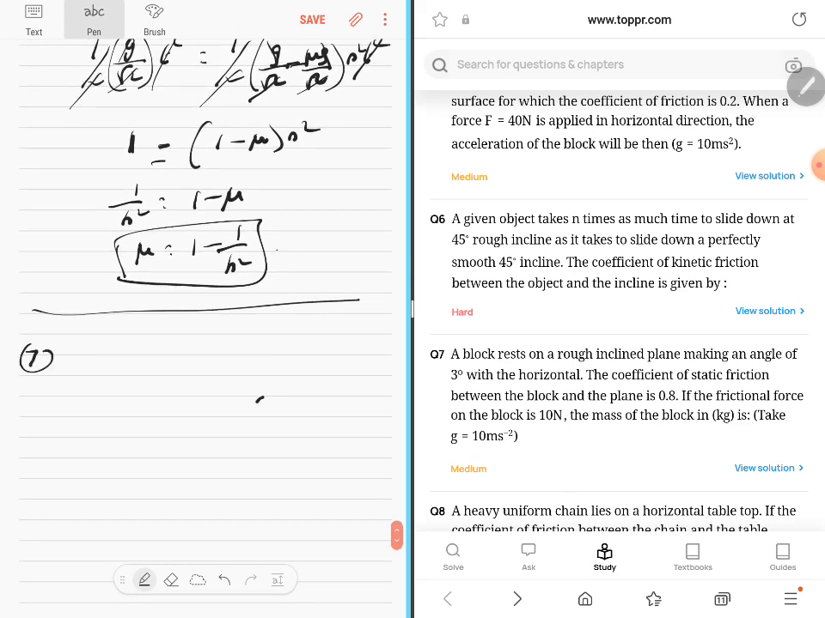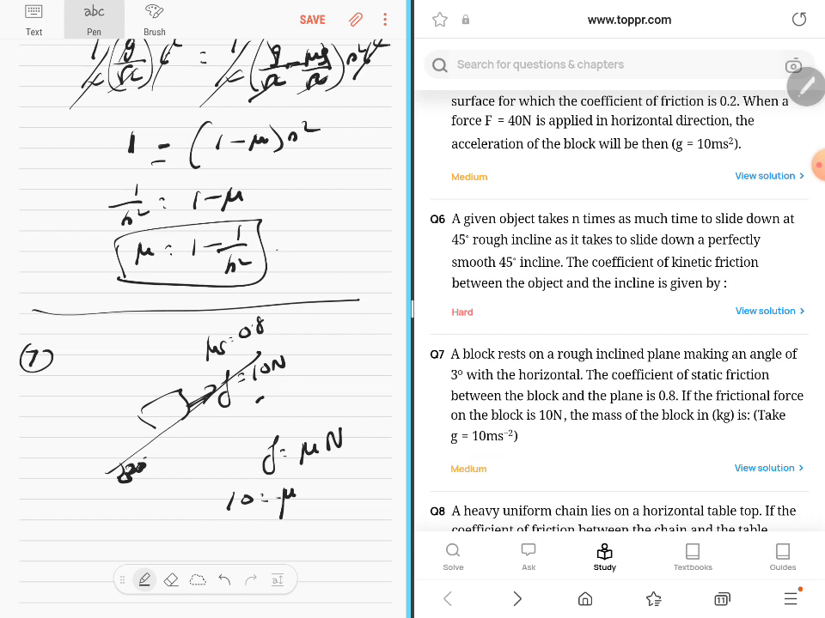A block rests on a rough inclined plane making an angle 3 degree with the horizontal. The coefficient of static friction between the block and the plane, mu static, is 0.8. If the frictional force on the block is 10 Newton, the frictional force itself is 10 Newton, this has been given. The mass of the block is what you need to find. And we all know frictional force is equal to mu into normal reaction. The frictional force itself is given to be 10, which is equal to mu into normal reaction.